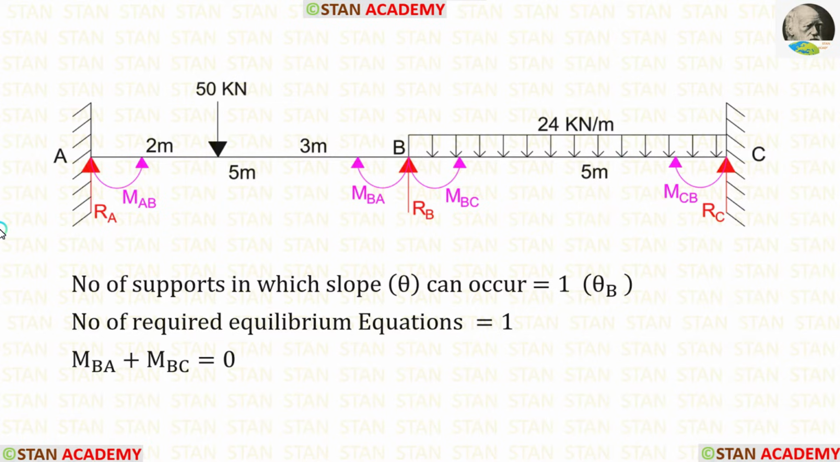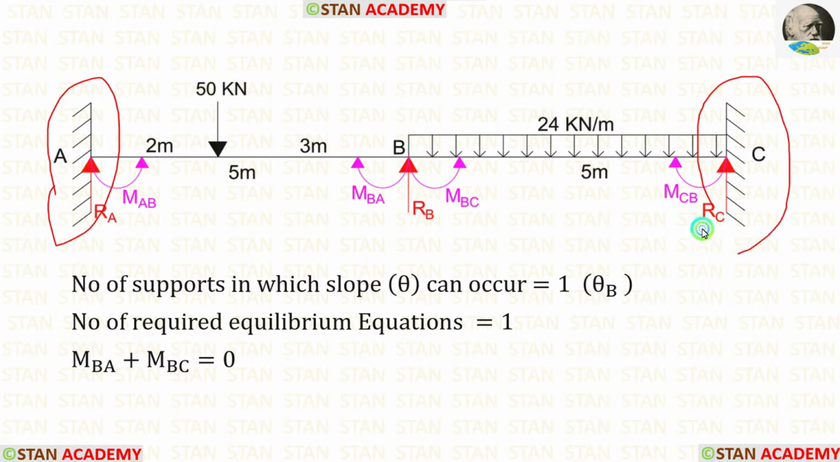Now let's apply those conditions in this beam and make the equilibrium equation. First, let us see the ends of the beam. We have the ends A and C. At the ends A and C, we have fixed supports. In the fixed supports, there will be moment, so we can't make the equilibrium equation.